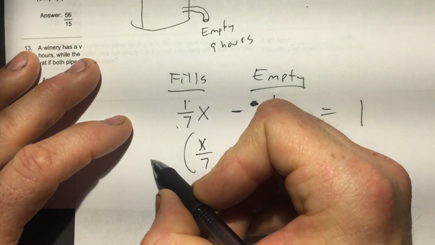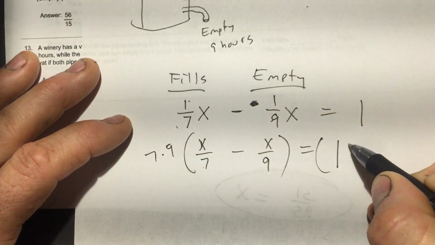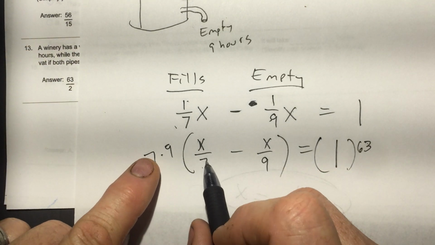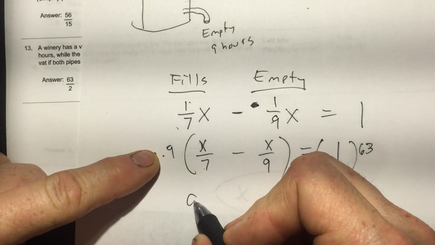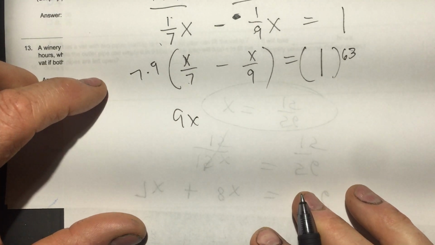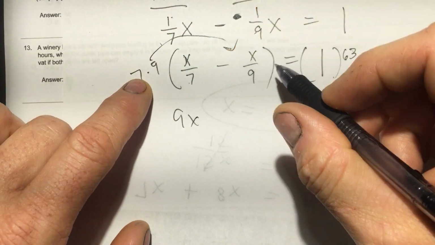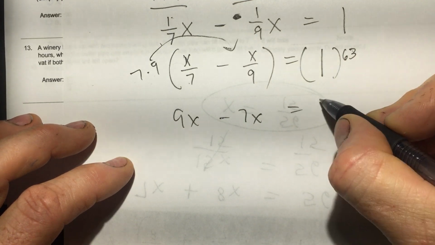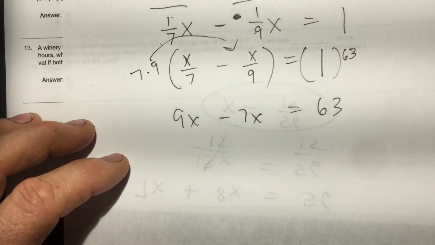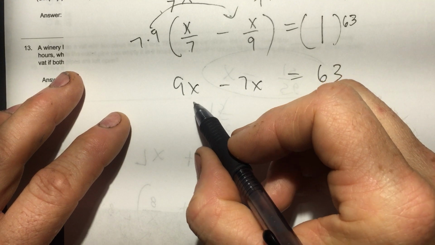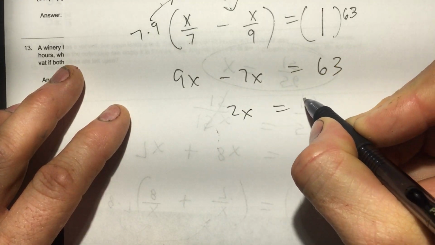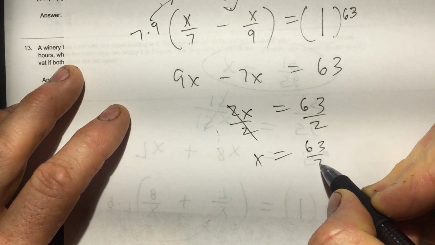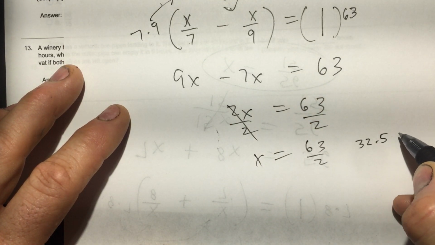And so 7 times 9 would be my common denominator. This is going to be 63. But when I multiply here, the 7s cancel, so that's going to be 9x. When I distribute to this one, the 9s are going to cancel, so that's going to be 7x. Over here, that's going to be 63. And then these are like terms, so 9x minus 7x is 2x. And then I divide by 2. 63 over 2, which is 32.5 hours.